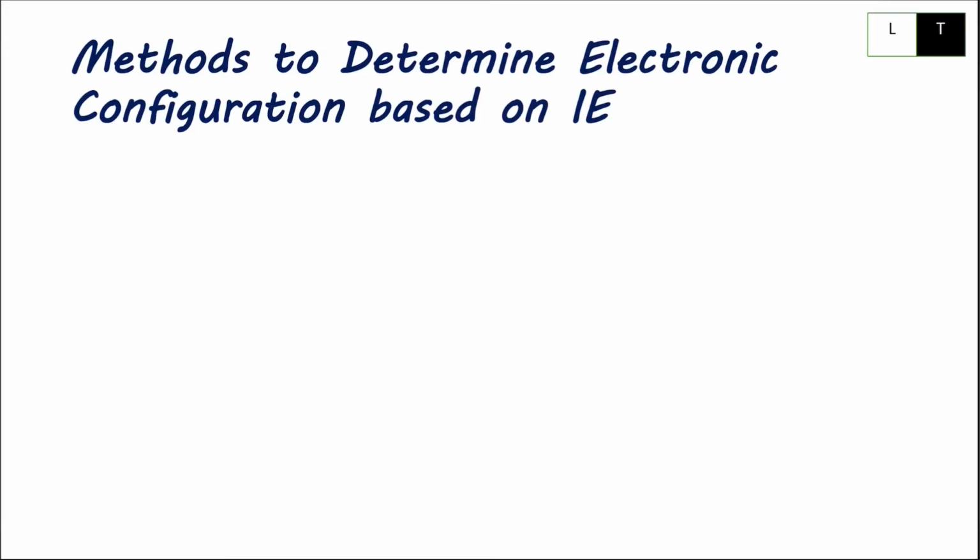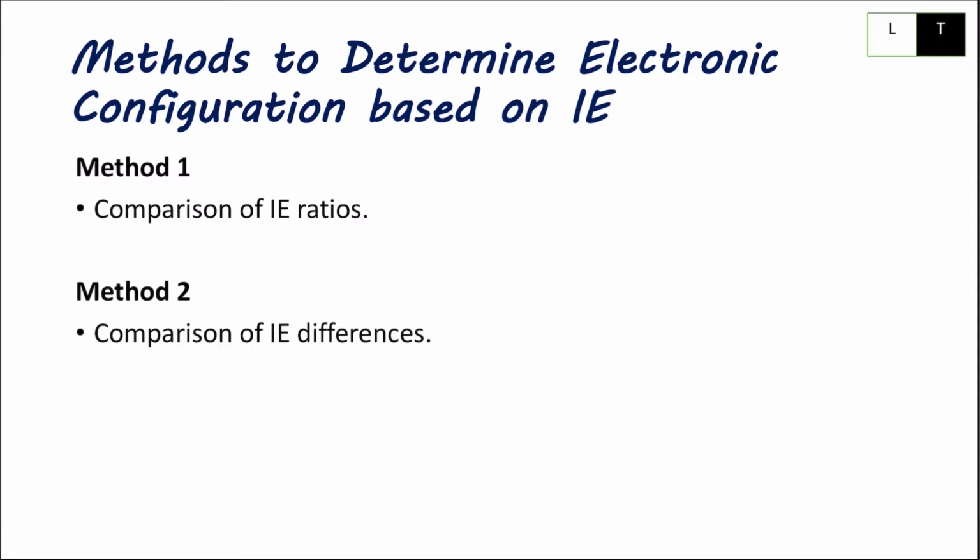Assalamualaikum and hello. In this video, we are going to learn how to determine the electronic configuration based on ionization energy. There are two methods here. Method 1, we are going to compare with ionization energy ratios. And method 2, we are going to compare based on ionization energy differences.